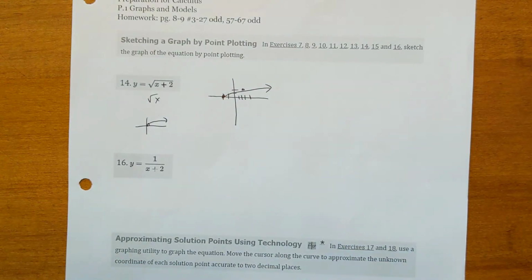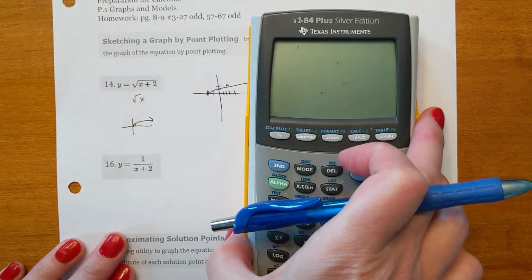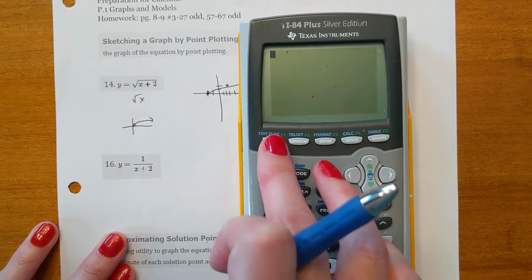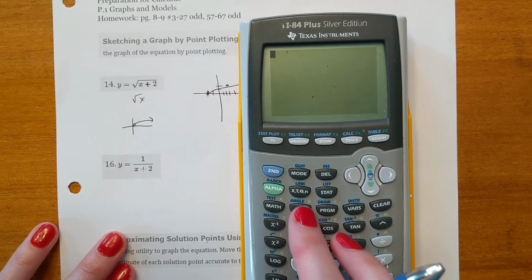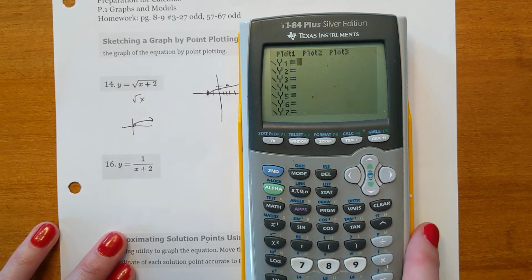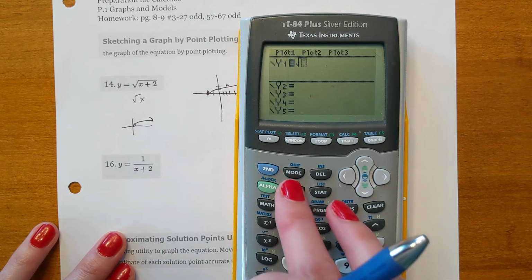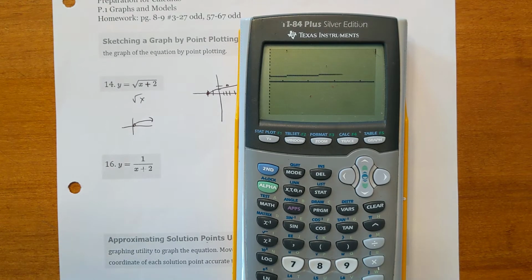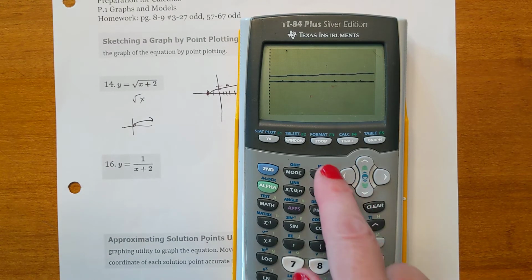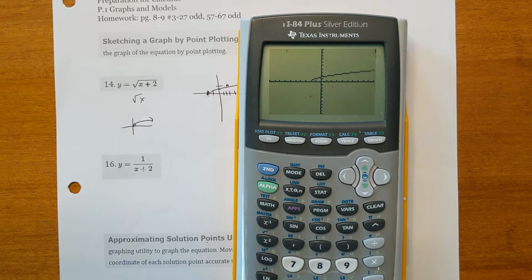So that's a sketch of it by hand. You can double check it on a calculator, but it did tell us to sketch it by hand. So you are supposed to be able to do some things for the Calc AB, BC test by hand, so you should practice doing that. All right, so it was the square root of x plus 2. Ooh, I got to clean that up there. My zoom is kind of out of whack, so I'm going to go to zoom and choose number 6, standard, and there it is.